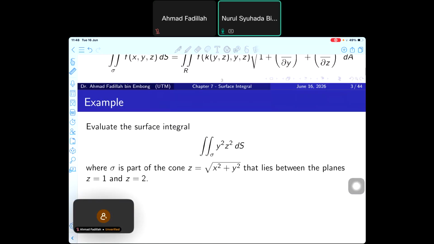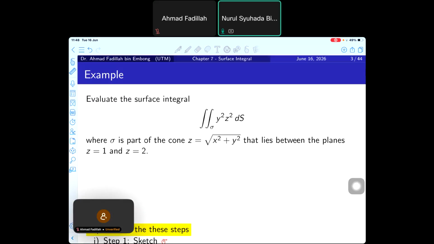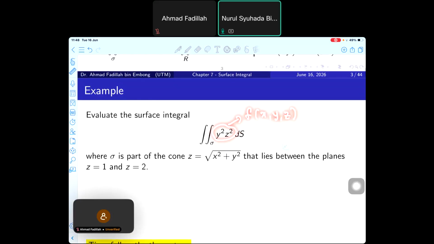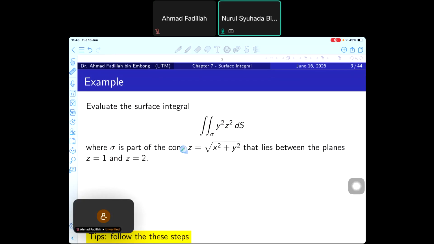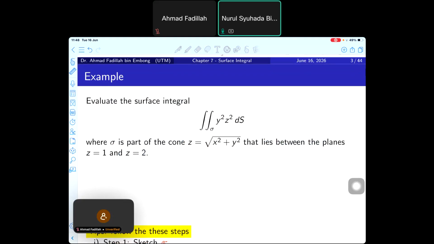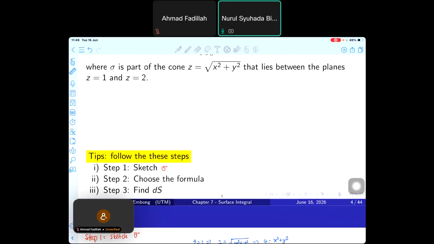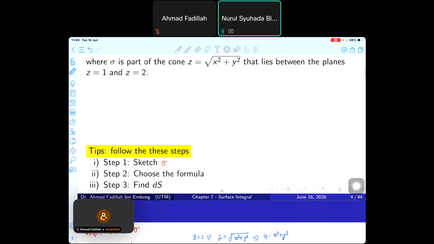Let us look at one example. To evaluate the surface integral, this is the given function f of x, y, z here, and this is the given surface. We are given the surface cone, z equals the square root of x squared plus y squared. For this surface, we are only interested in the part between z equal to 1 and z equal to 2. To evaluate this surface integral, I already made steps like this, so you can follow each of the steps.